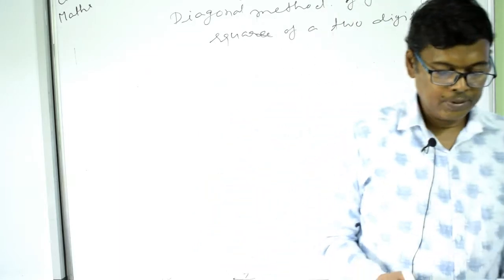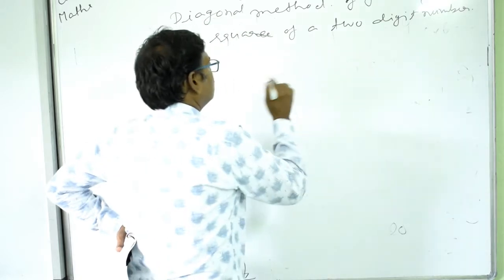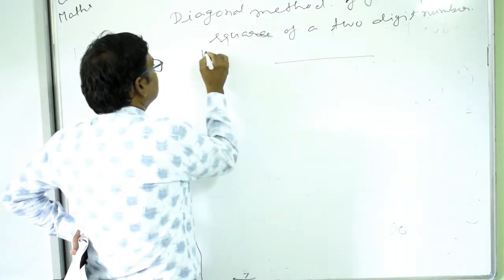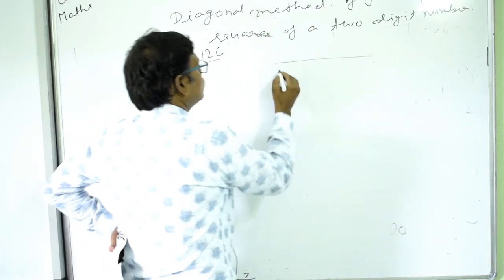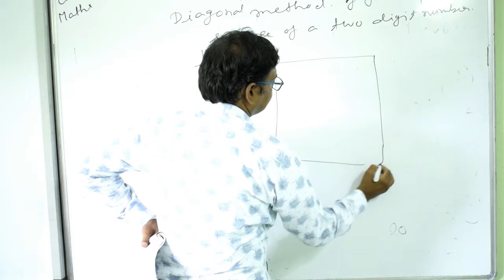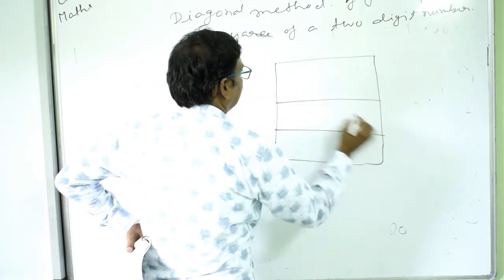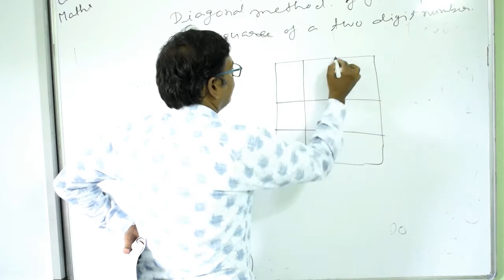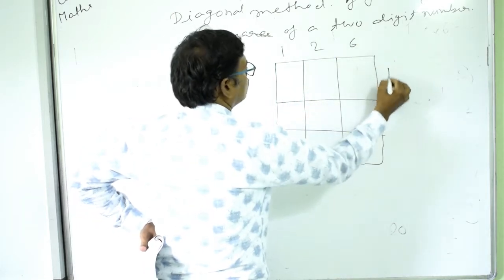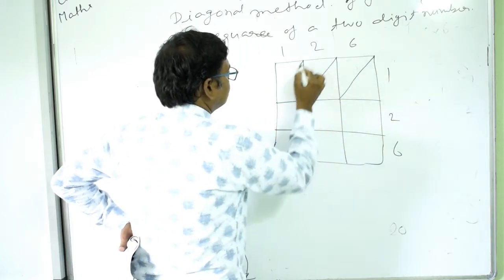So here take example 126. In the book it is given. So first make the square, because the number is 126 here, so it is a three-digit number. So you will make 3 3 9 squares, like this. Right here 1 2 6, and here also 1 2 6, and then draw the diagonal like this.